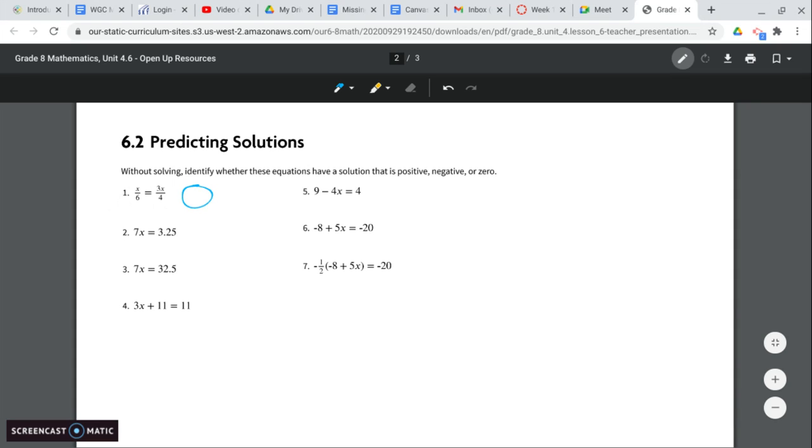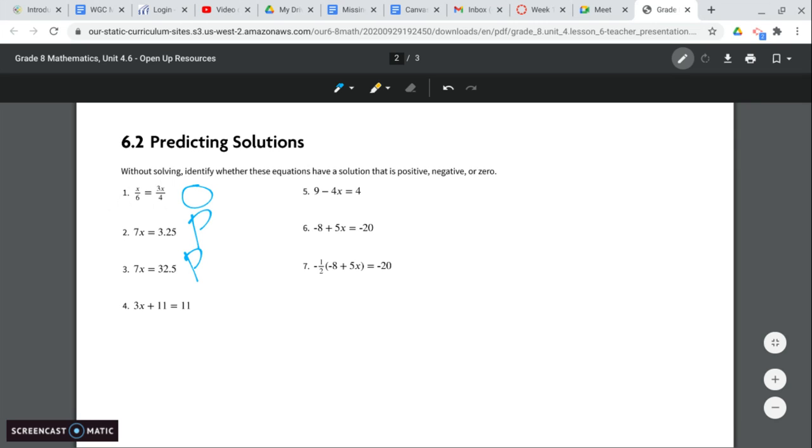Do we think this is positive, negative, or 0? Well, it should be positive. If we divide to solve, that's not going to change the sign at all. What about on number 3? 7x equals 32.5. This is also going to be positive because both of them are positive, so it won't change the sign when we divide.